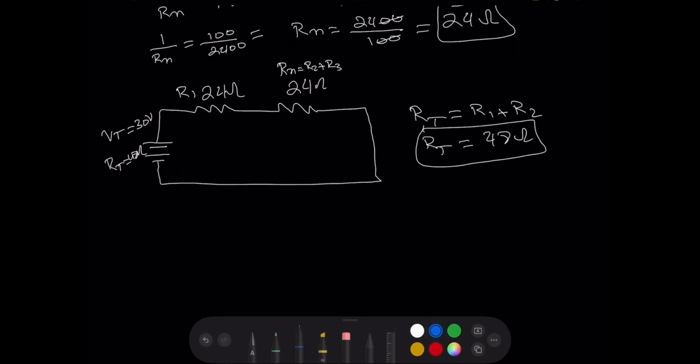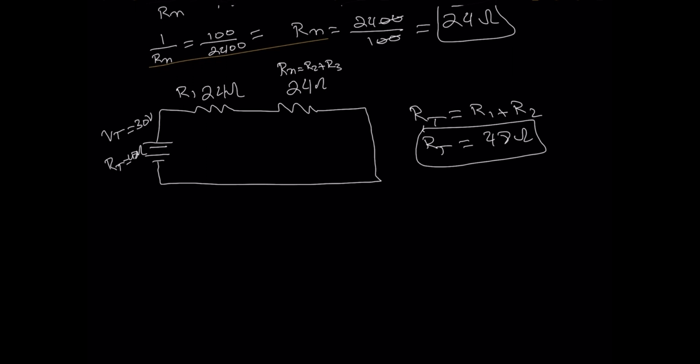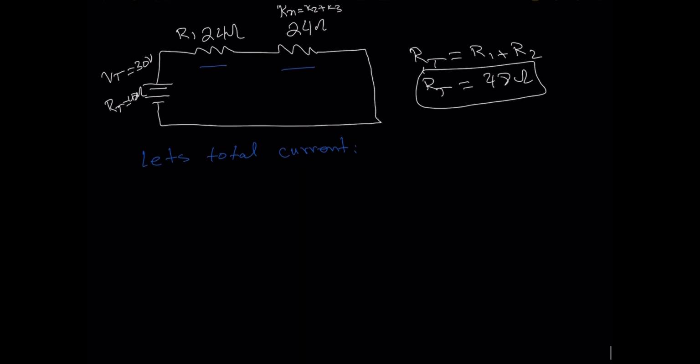Let's find out IT, total current. Once we find total current in the circuit, then we will find the individual voltage drop in this resistor, and also in this resistor. Okay, let's go find out IT.